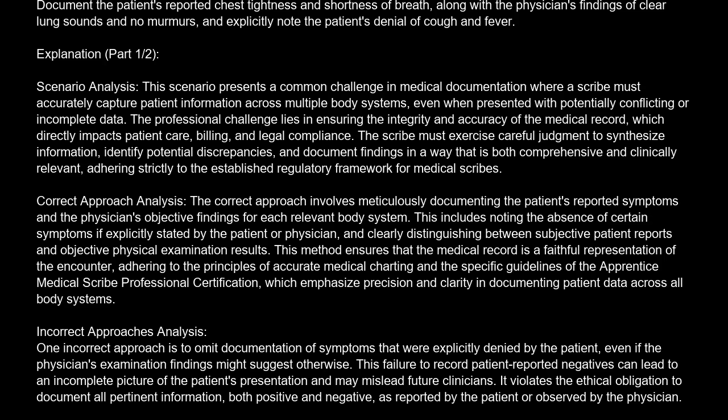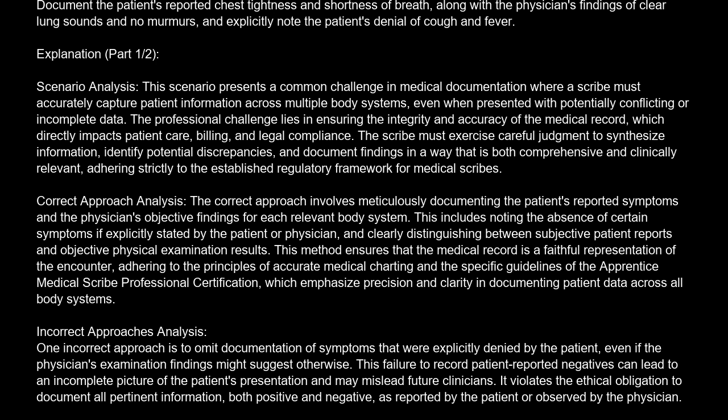Explanation. Scenario analysis. This scenario presents a common challenge in medical documentation where a scribe must accurately capture patient information across multiple body systems, even when presented with potentially conflicting or incomplete data. The professional challenge lies in ensuring the integrity and accuracy of the medical record, which directly impacts patient care, billing, and legal compliance. The scribe must exercise careful judgment to synthesize information, identify potential discrepancies, and document findings in a way that is both comprehensive and clinically relevant, adhering strictly to the established regulatory framework for medical scribes.